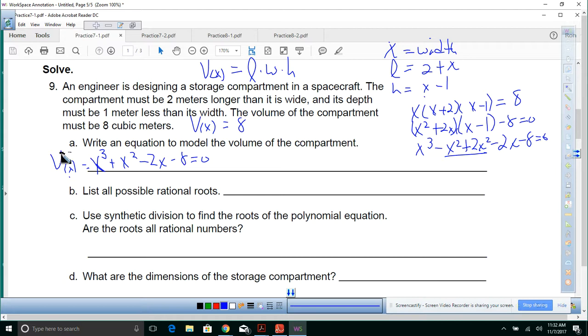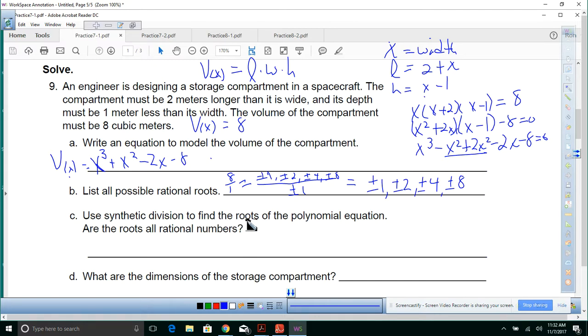And okay. We'll take that off the end there. List all possible rational roots. Well, what are the factors of 8? So you got 8 over 1, and that's going to be plus or minus 1, plus or minus 2, plus or minus 4, plus or minus 8, all over plus or minus 1. So plus or minus 1 over 1 is 1, plus or minus 2 over 1 is 2, plus or minus 4 over 1 is 4, and plus or minus 8 over 1 is 8.